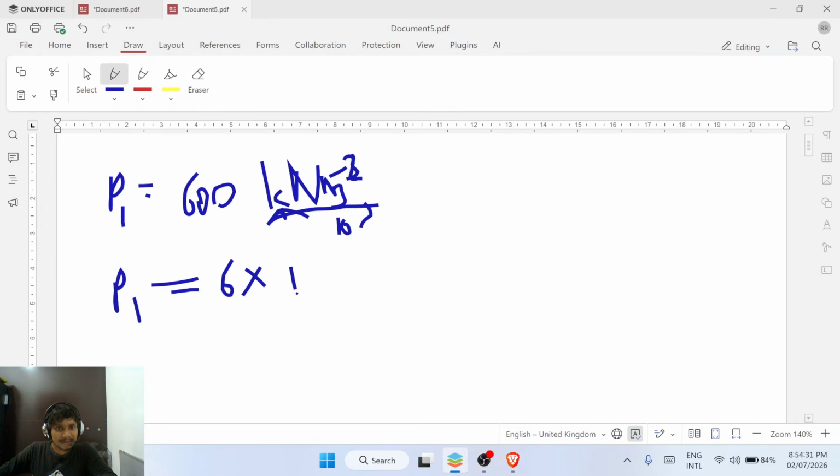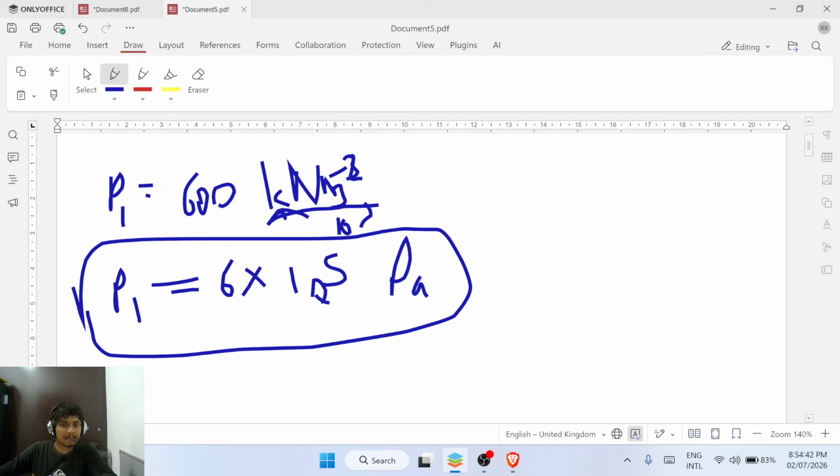They have 6 into 10 to the power 5, because 10 to the power 2, 10 to the power 3... 6 into 10 to the power 5 Pascal, 1 newton per meter squared. Okay, P1 is equal to 6 into 10 to the power 5 Pascal.